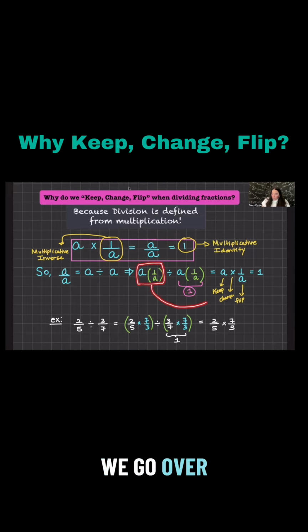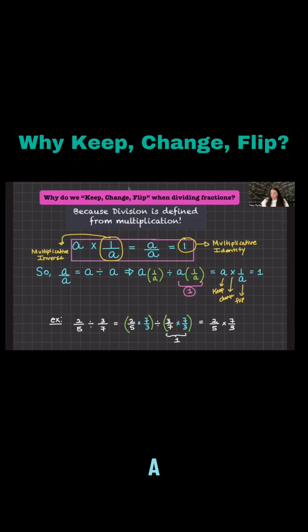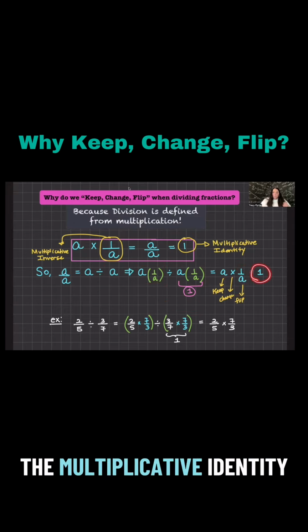And so if we go over to here, you can see that this is a times 1 over a. So you have your a times 1 over a. And so there's your keep. There's your change where you change the sign because it was divided. Now it's multiply. And here's your flip because instead of a, we now have 1 over a. And then that gives us back the multiplicative identity.